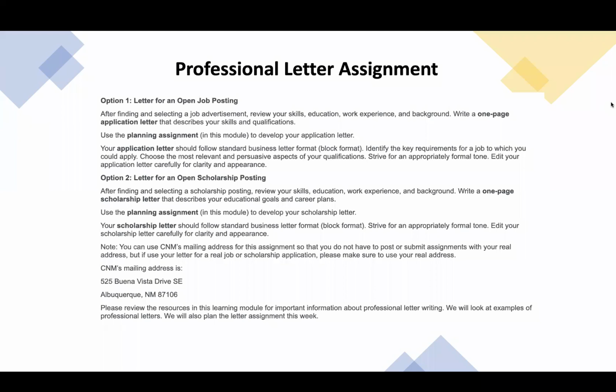So we're discussing professional letters this week, and ultimately you'll be asked to choose one of the 2 choices. So you'll be asked to write a letter for a job posting or a letter for a scholarship posting. And this week we'll be looking at examples and planning out our letter assignment. There are specific instructions in the module to help you understand what a professional letter should include.